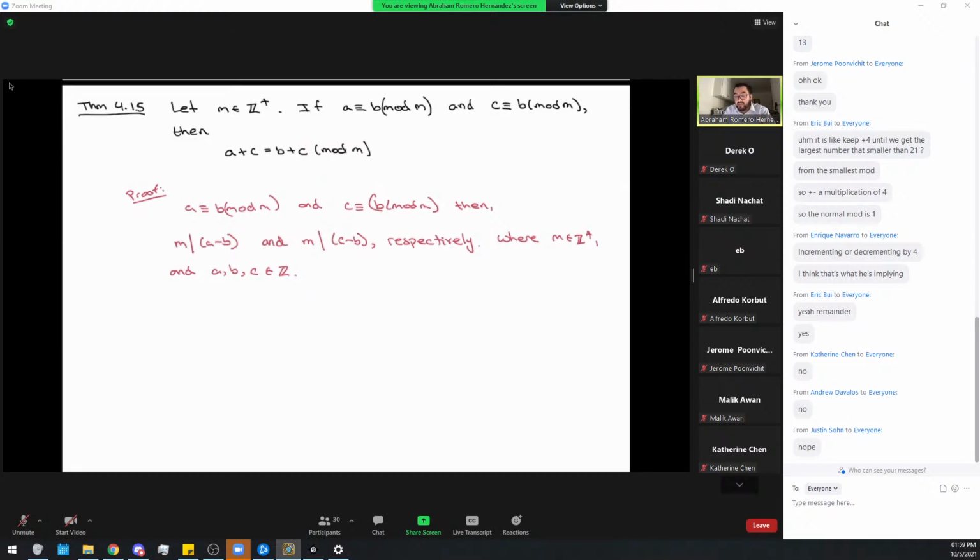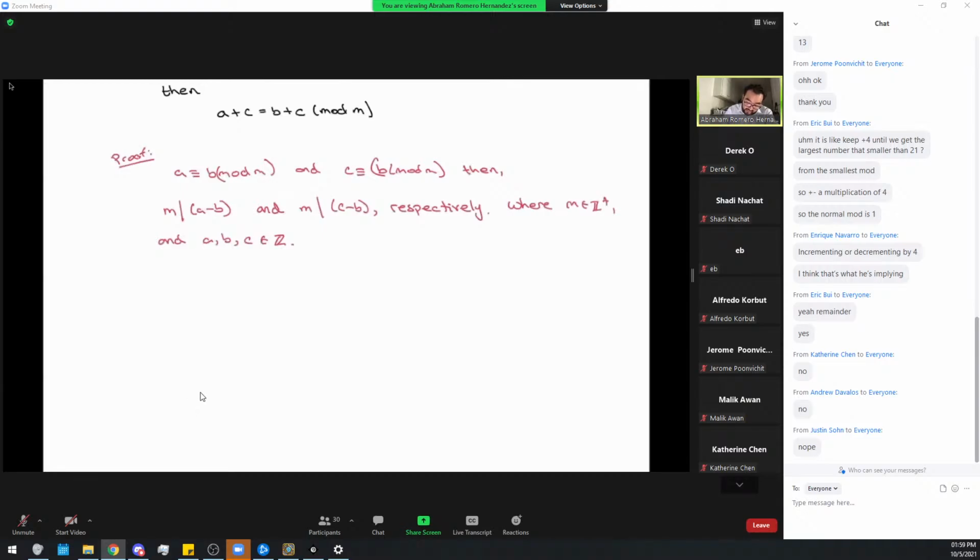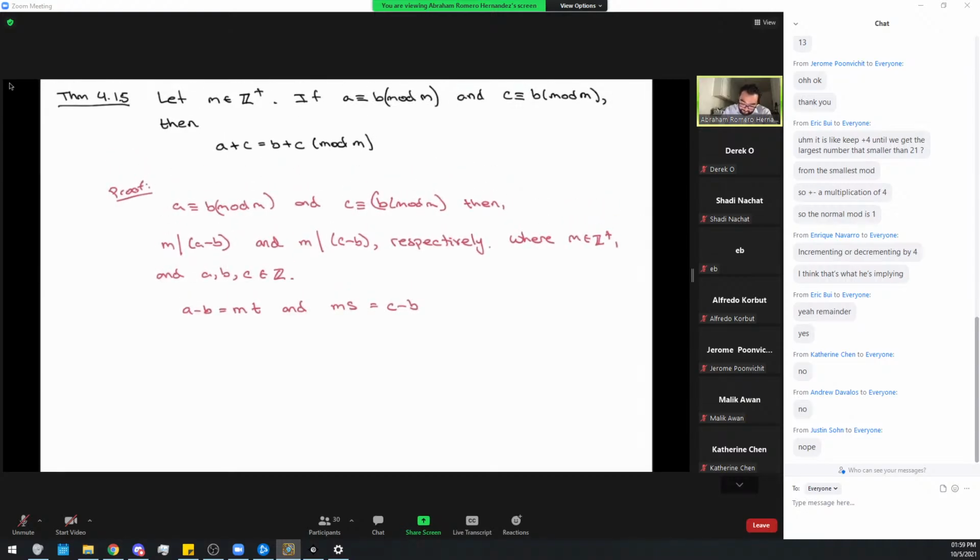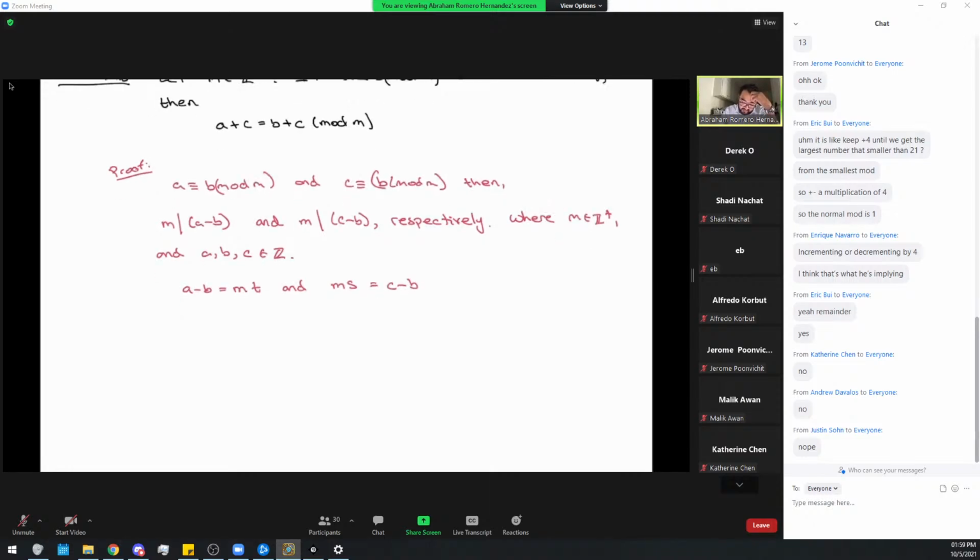By me saying M is a positive integer, that means there's no way M can be 0, because 0 is neither positive nor negative. It's neutral. So because M divides A minus B, then we're saying A minus B is equal to M times some T, and M times some S is equal to C minus B. And M divides this.